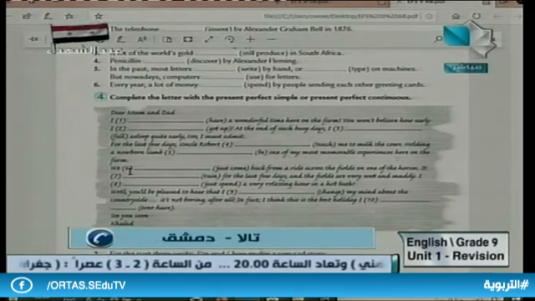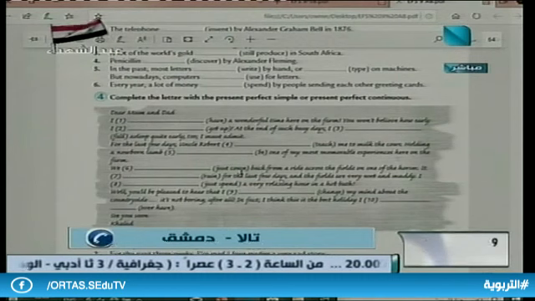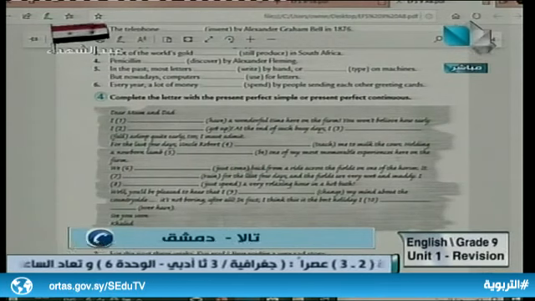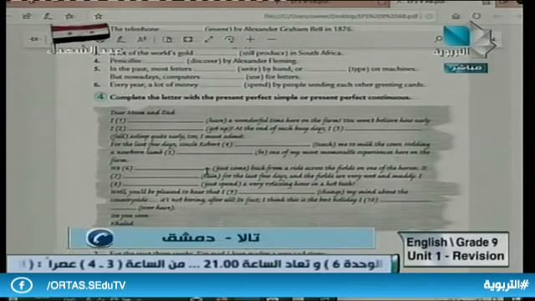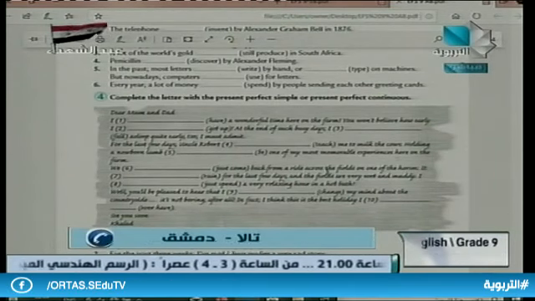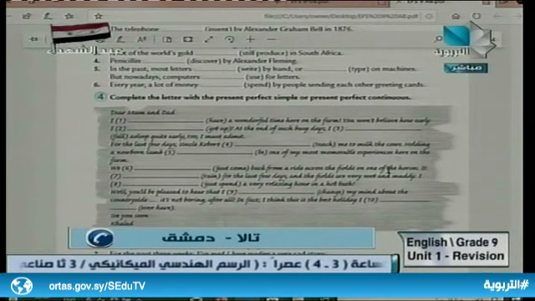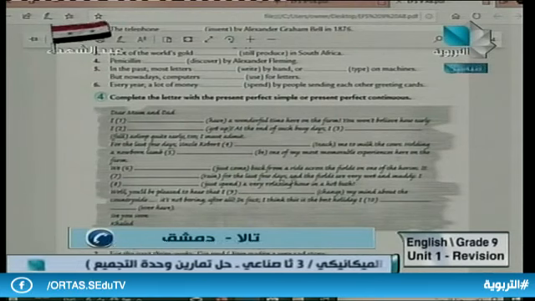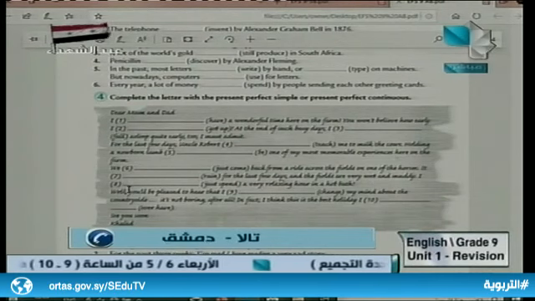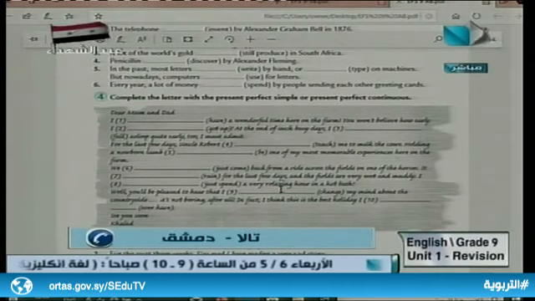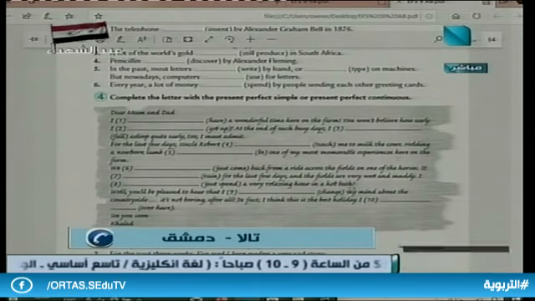Number 6, we have just come back, because we have just is present perfect simple. We have just come back from a ride across the field. It has been raining for the last few days, and the fields are very wet and muddy. I have just spent a very relaxing hour in a hot bath.